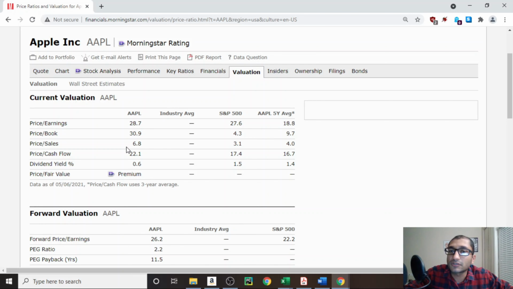Apple's price to sales is at 6.8, whereas S&P 500 is at 3.1. Apple's price to cash flow is at 22.1, whereas S&P 500 is at 17.4. And finally, dividend yield. Apple has a dividend yield of 0.6%, and S&P 500 is at 1.5%. We can see that on all these valuation metrics, Apple is overvalued when compared to the S&P 500.